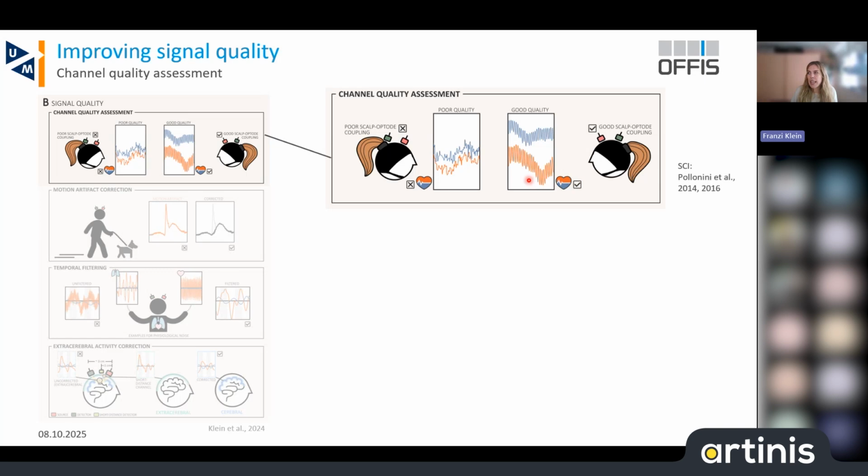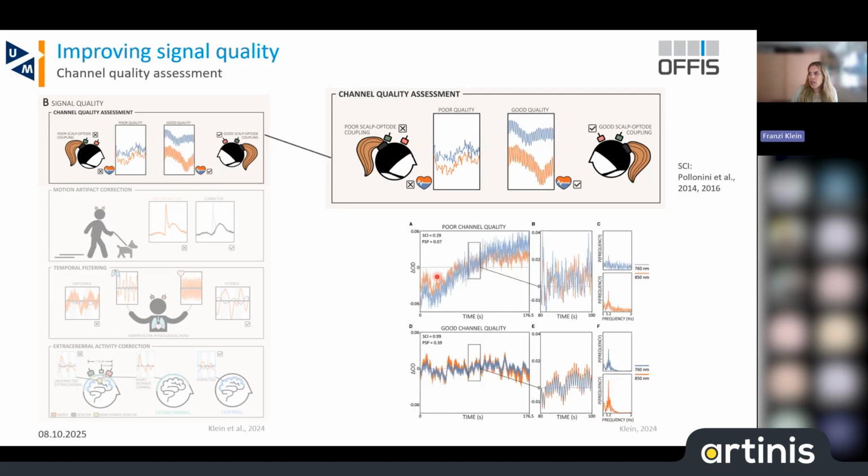Usually we say that if you see these small oscillations in the signal, then you have quite good signal quality, which means you have very good scalp-optode coupling because you capture physiology, and then it's also very likely that you capture brain activity, so to say. So this is a good marker of signal quality.